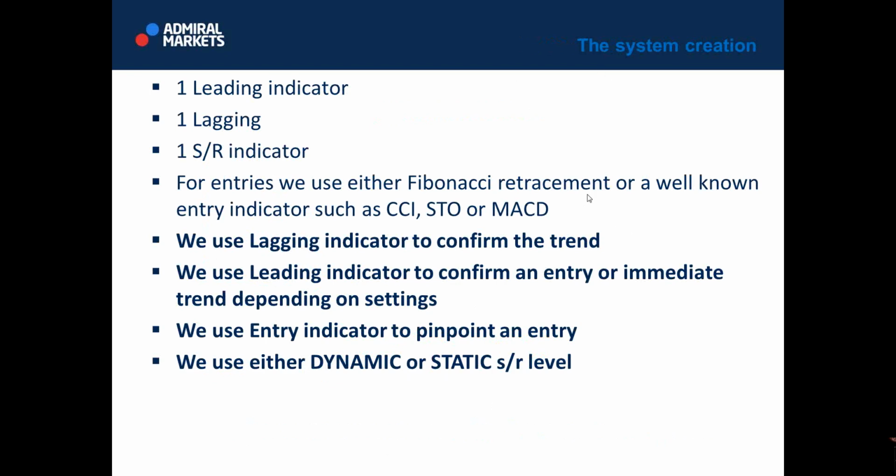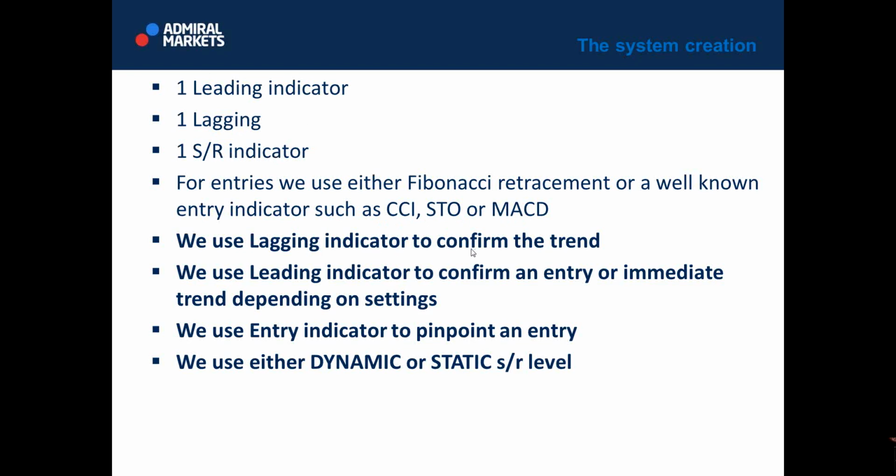So, in my opinion, when you create a system, this is what you need: one leading indicator, one lagging indicator, and one support and resistance indicator. For entries, we use either Fibonacci retracement or a well-known entry indicator such as CCI, stochastic, or MACD. Only this. You don't need to cluster your chart with indicators because your chart will become messy. It's not good. So only one leading, one lagging, and one support resistance indicator.